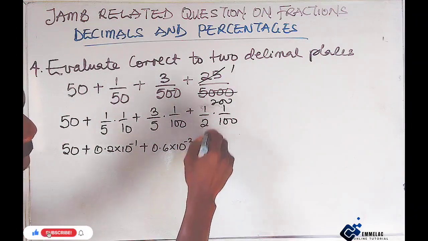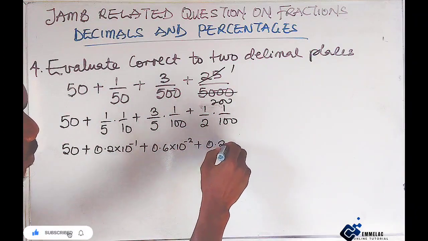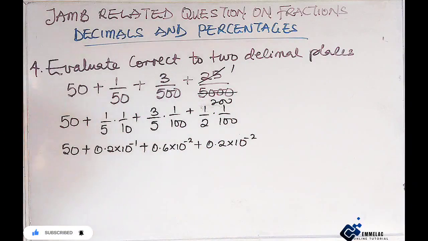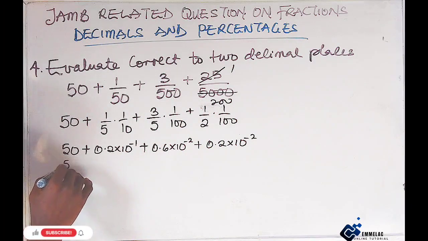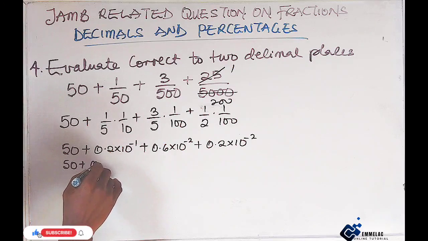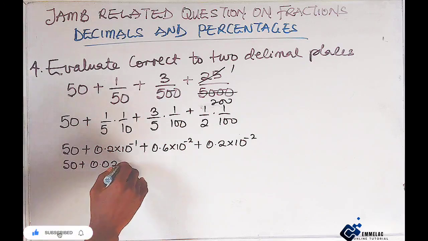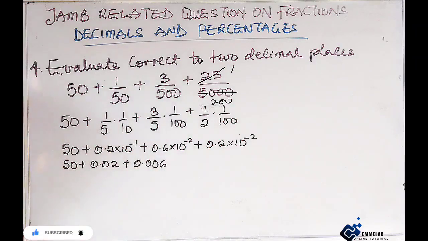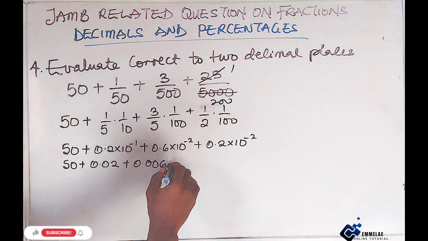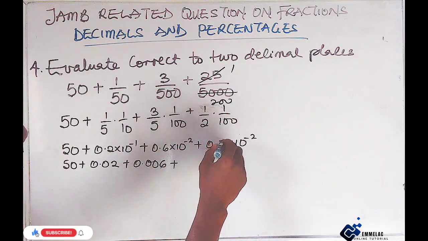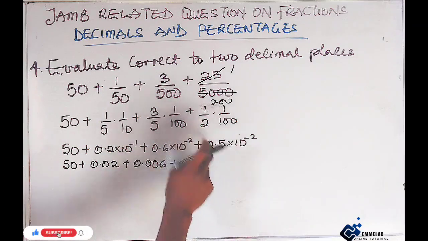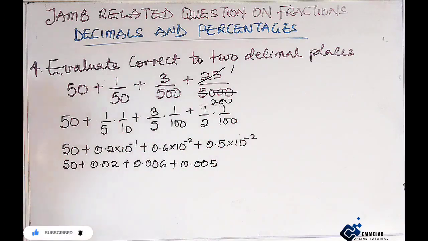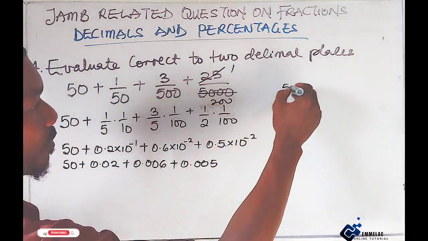So plus here you have 0.2, then times 10 raised to the power minus 2. Okay, I guess we are good. So here you have 50 now plus 0.02. Okay, now plus here you have 0.006. Okay, now the last one, oh sorry, this one should be 5, because 1 over 2 equals 0.5, so here you have 0.005.